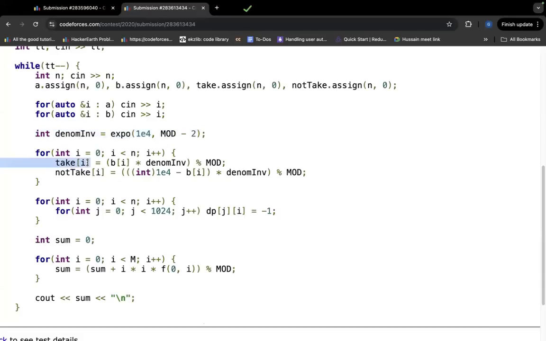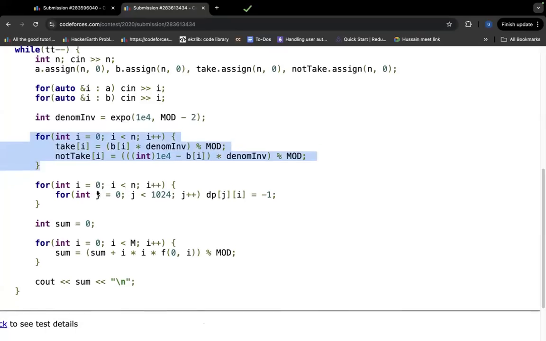So the probability that I took the ith element is numerator divided by denominator, and the probability that I didn't take it is 10 raised to 4 minus numerator, divided by denominator. Now is this clear? I am just calculating the probabilities that we took or did not take an element. Clear for everyone? This step is true. Great.